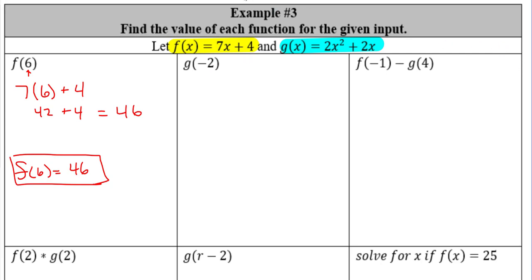Actually, let's do it together. Let's do g of negative 2. So we got to use our g function. So we're going to say 2. Remember, when you substitute, put in parentheses. Sometimes you might need that.